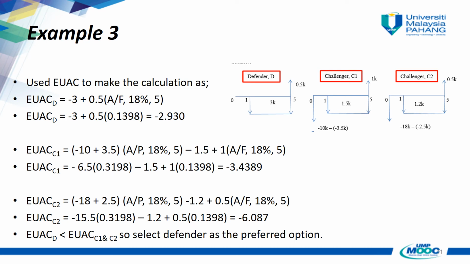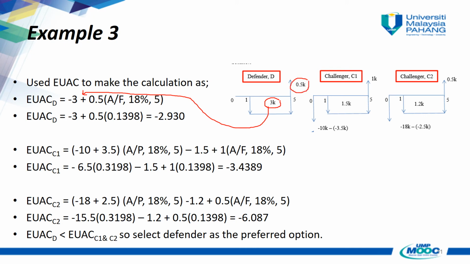Okay, once we have the cash flow diagram, what we need to do now is calculate the replacement analysis. For this replacement analysis, we will use the EUAC to make the calculation. First thing is the defender here. This 3,000 is in the per annum form, so we calculate directly. Negative 3,000 here, and then we also have the salvage value of 0.5.